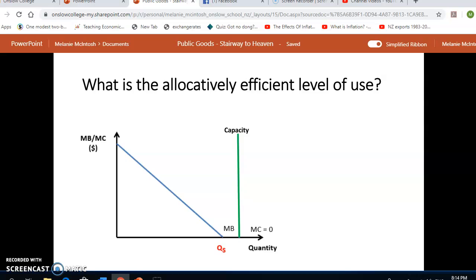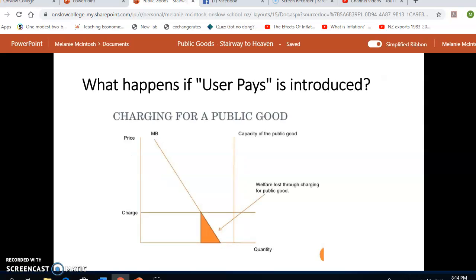So that's why this is allocatively efficient, and why putting a price on it is not. It might be a really good way for you to discuss allocative efficiency with a public good, after you explain why it's a public good and why the government has to provide it. Why having no user pays is allocatively efficient, and why putting user pays on is not allocatively efficient.